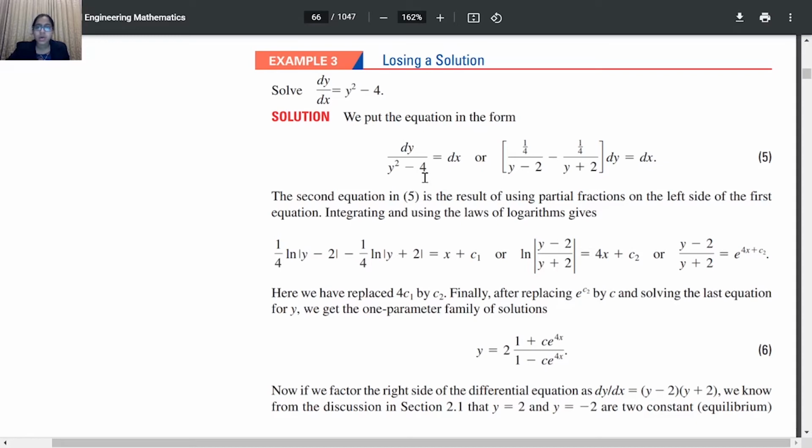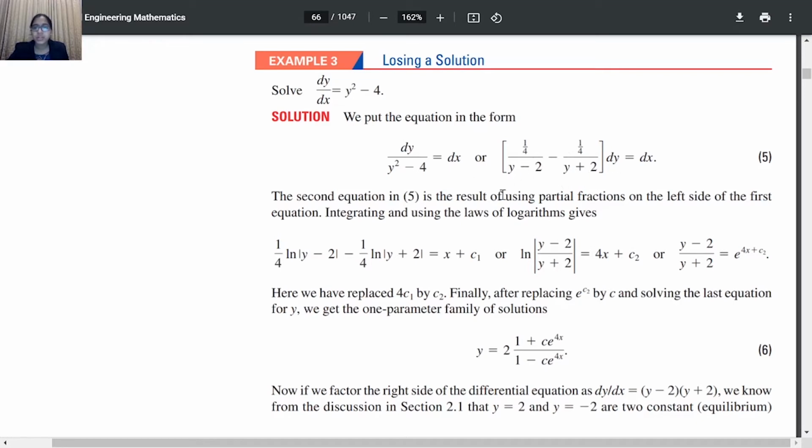This is of that form, right? y square minus 2 square. So you can use that, or you can use partial fractions to separate it. They are using partial fractions here, so we'll continue with this process. When we use the partial fraction, this expression can be written as 1 by 4 divided by y minus 2 minus 1 by 4 divided by y plus 2, into dy.